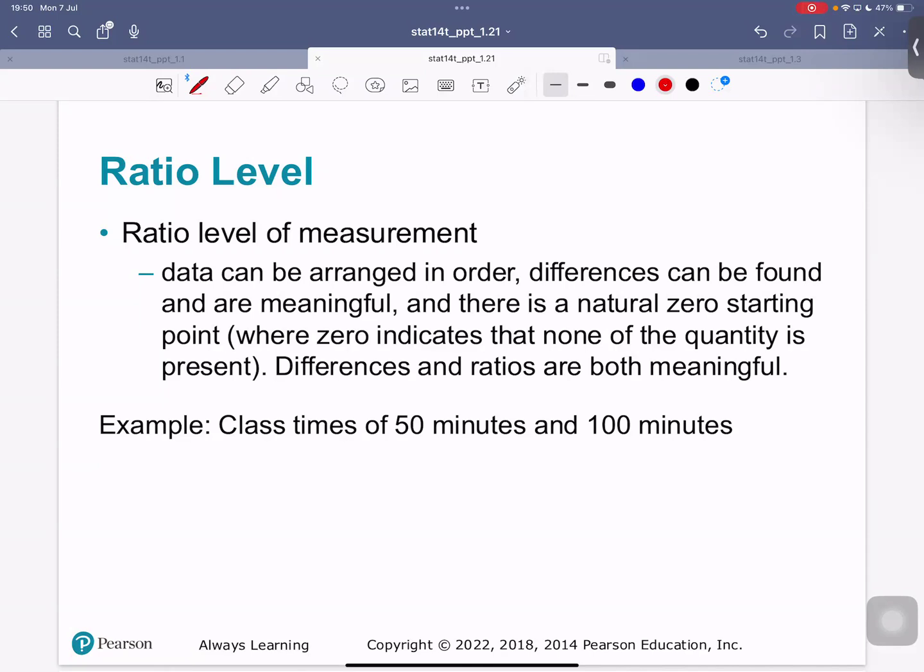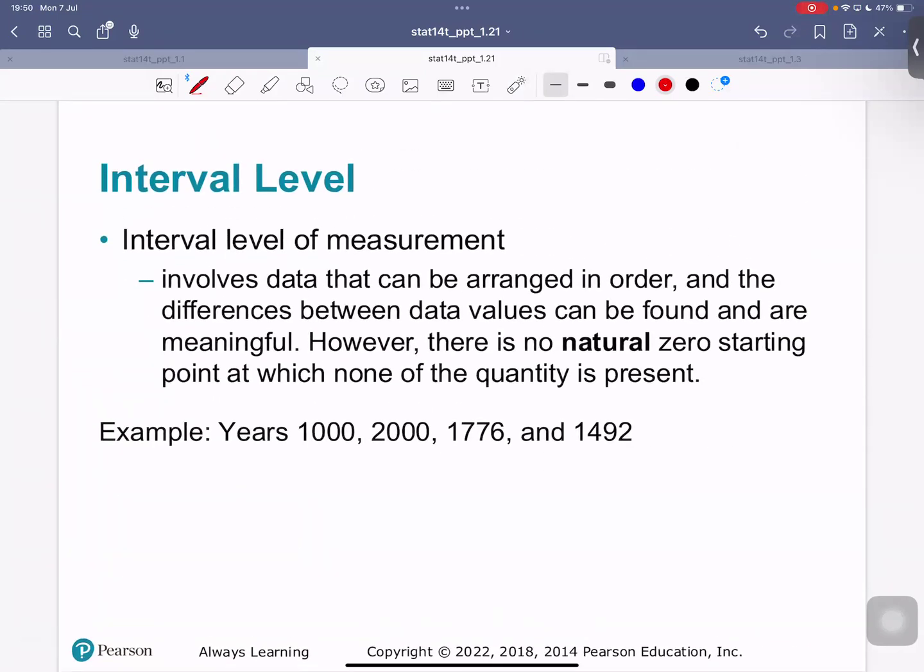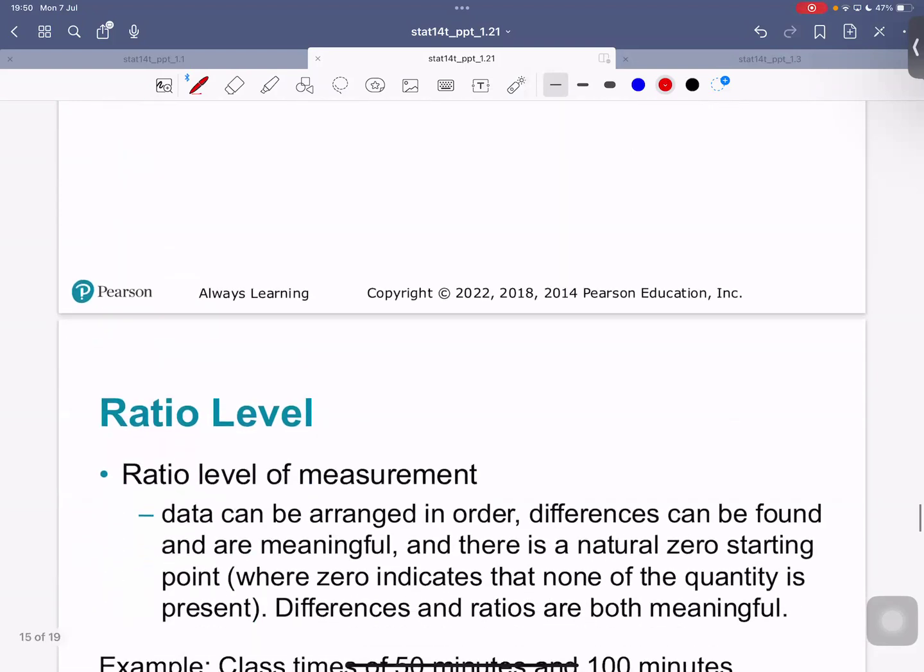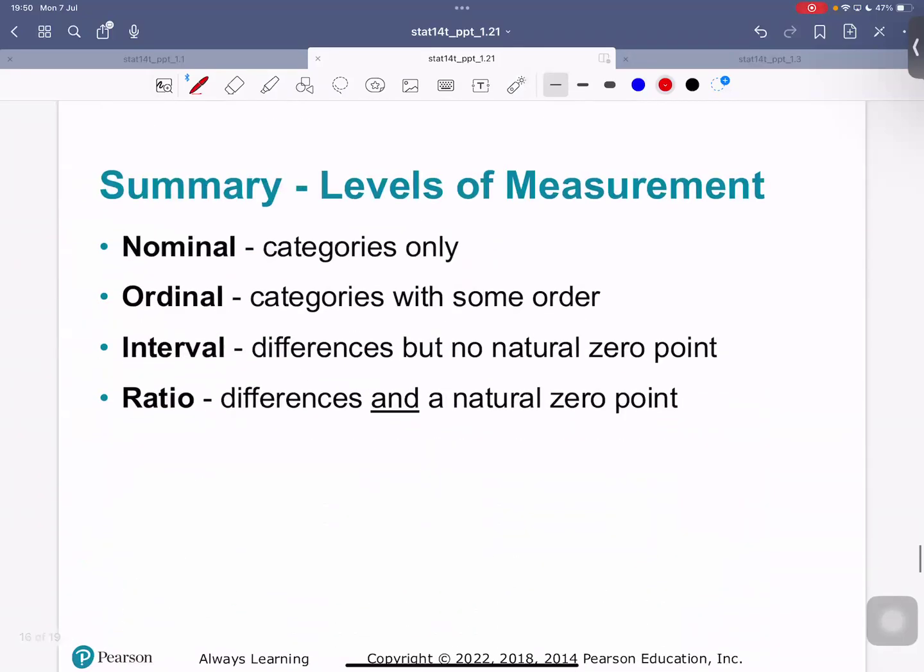Because yours cannot say zero. Let's see. In this case, there is no natural zero starting point because none of the quantity is present, because in this case, year zero doesn't make any sense. But in this case, we have the class time of 0 minutes. That means we have no class at all, right? So it makes sense in this case, and natural zero is meaningful. Are we good? Yeah. So that's the differences between levels of measurements.